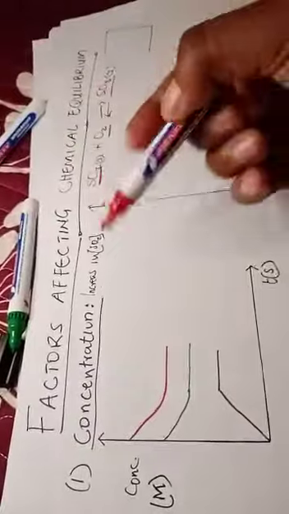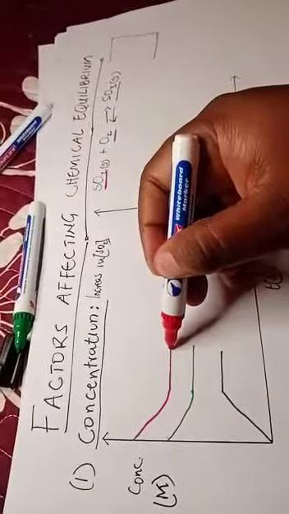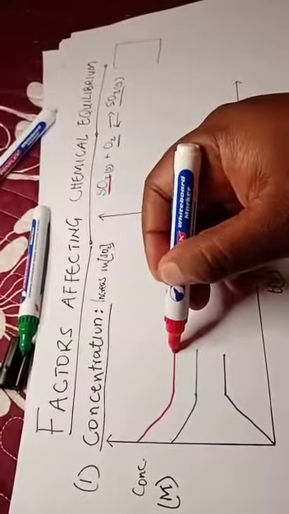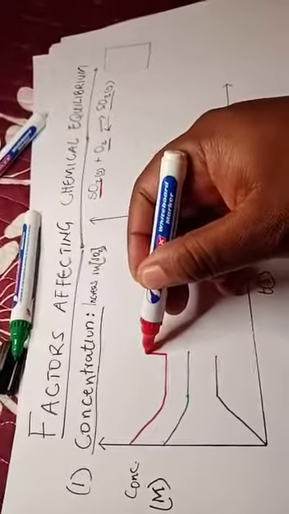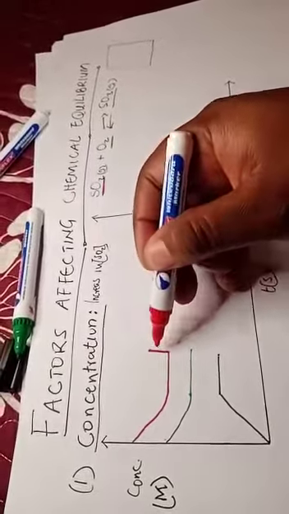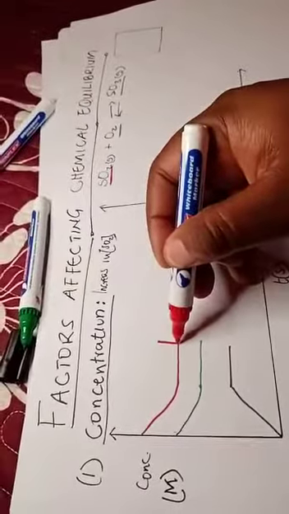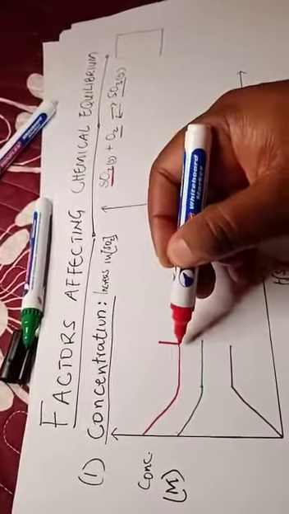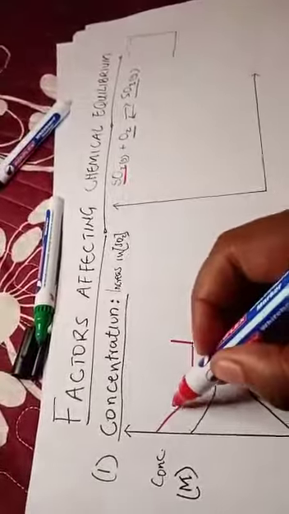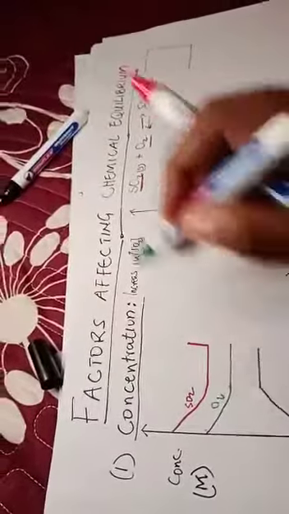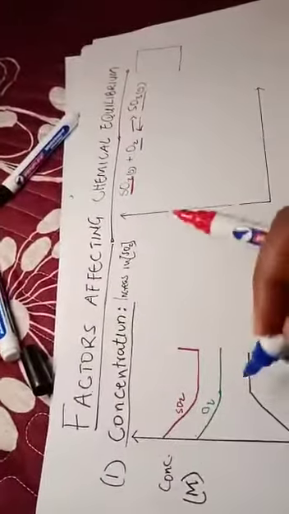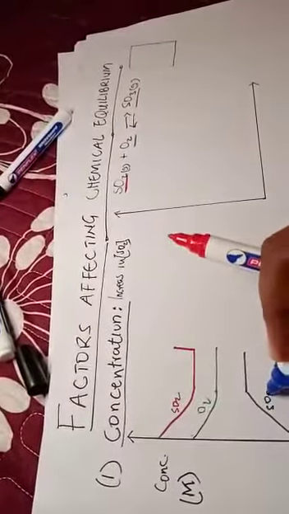When that happens, you will see a sharp increase. This is my interference, my disturbance. I'm the one disturbing the system now. There's a sharp increase. So anytime you see a sharp increase here, you will know that I've introduced sulfur dioxide. Remember, this one remains the oxygen, and this one remains the sulfur trioxide.